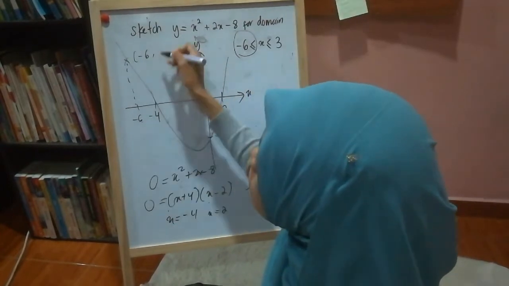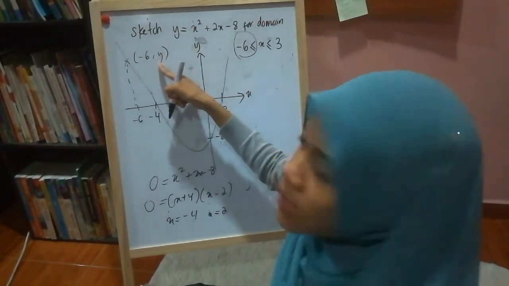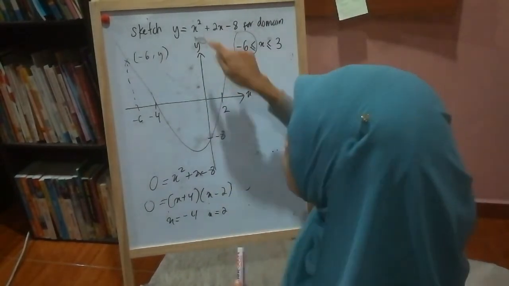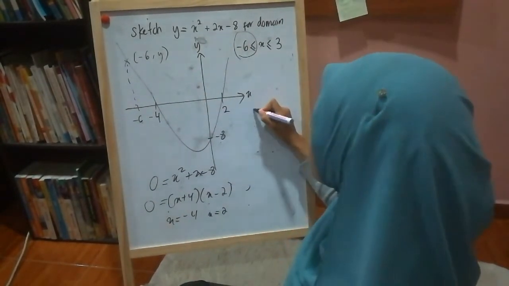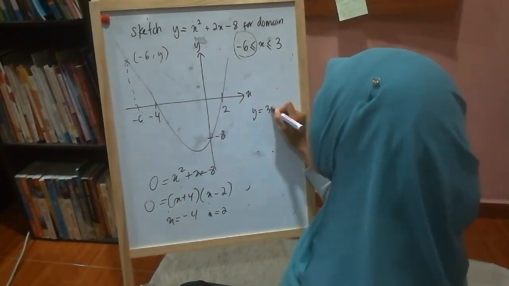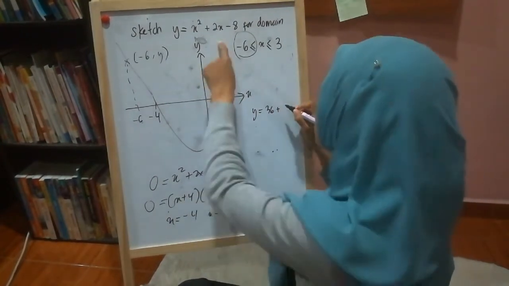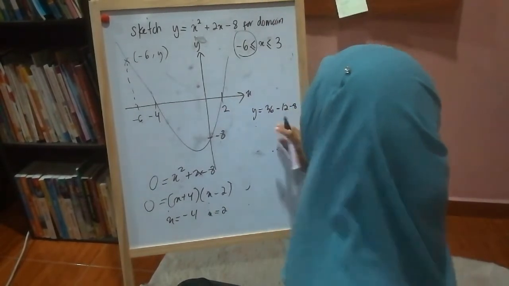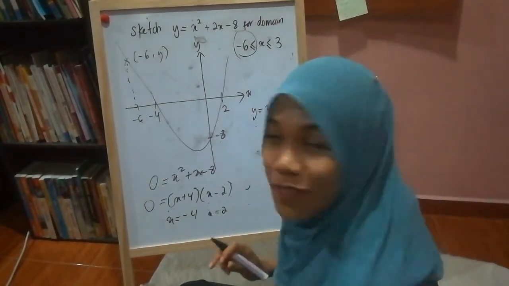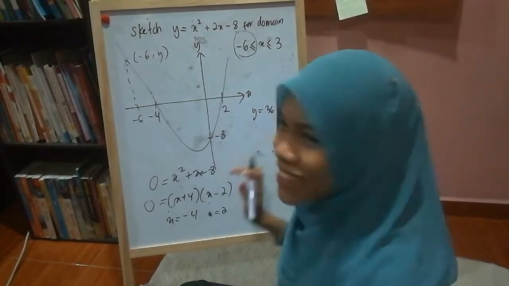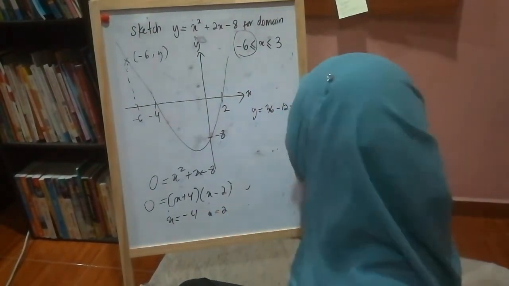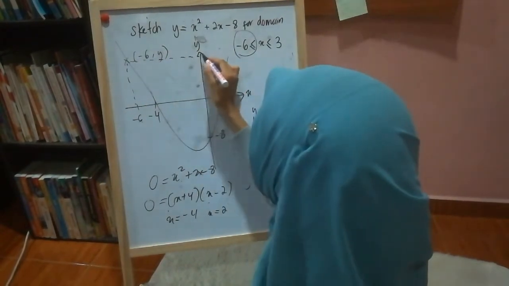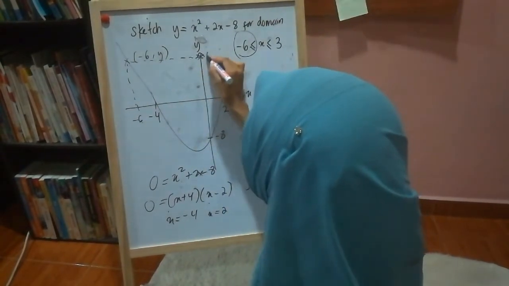And then you have to find the value of this. This is negative 6. So what is your y? Again, when x is negative 6, put it into the equation. So it's going to be 36 plus, it's going to be negative 12 minus 8. So 24 minus 8, 16. Right? So it's going to be 16. So here is 16.